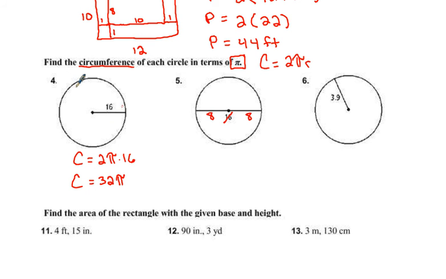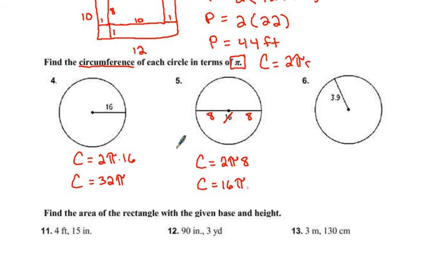For the next one, we're going to do circumference is equal to 2 times pi times 8, which means circumference is equal to, again, multiplying the numbers, leaving the pi by itself like a variable, so it's going to be 16 pi. Again, we don't have a unit, so we're not going to put feet or inches or any of those things.